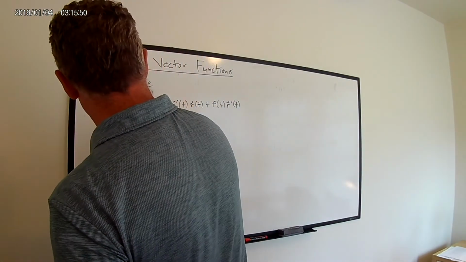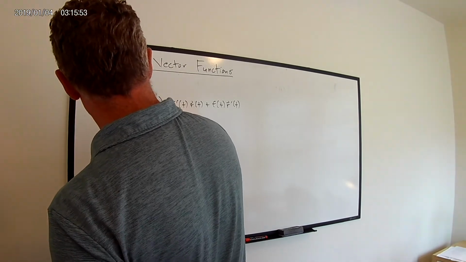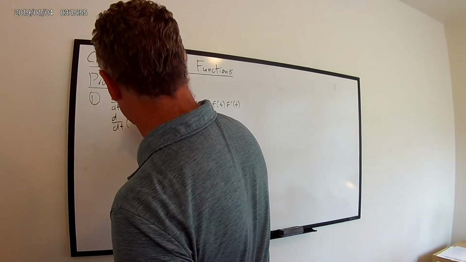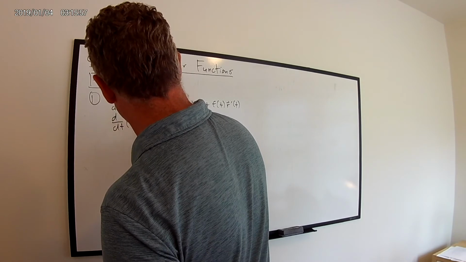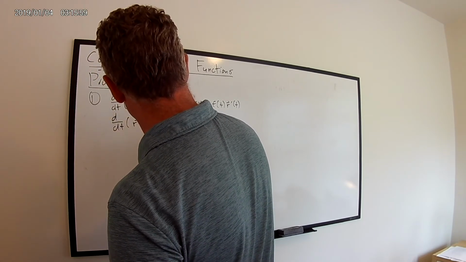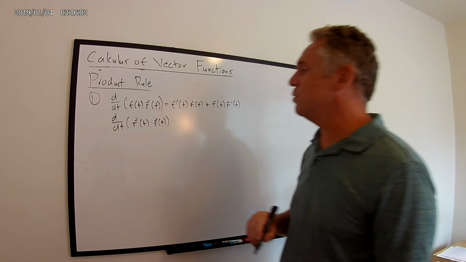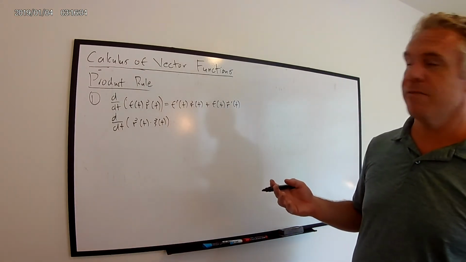What if you had d/dt of r of t dot product with s of t? What if you want to take the derivative of 2 vectors, so the dot product of 2 vector functions?